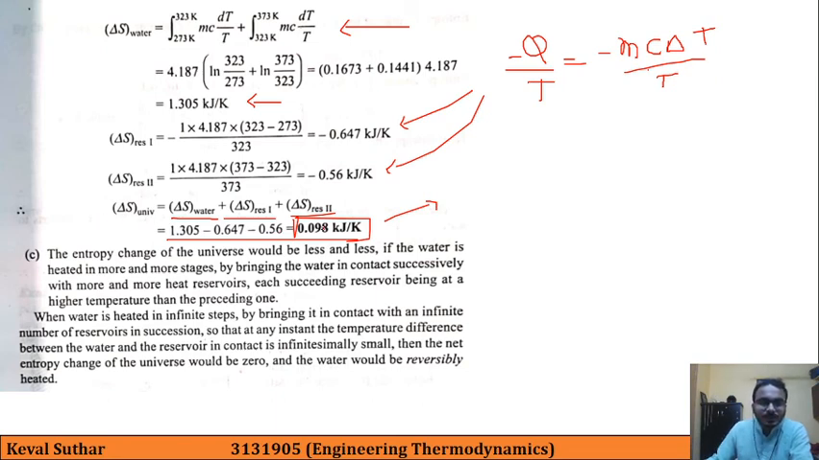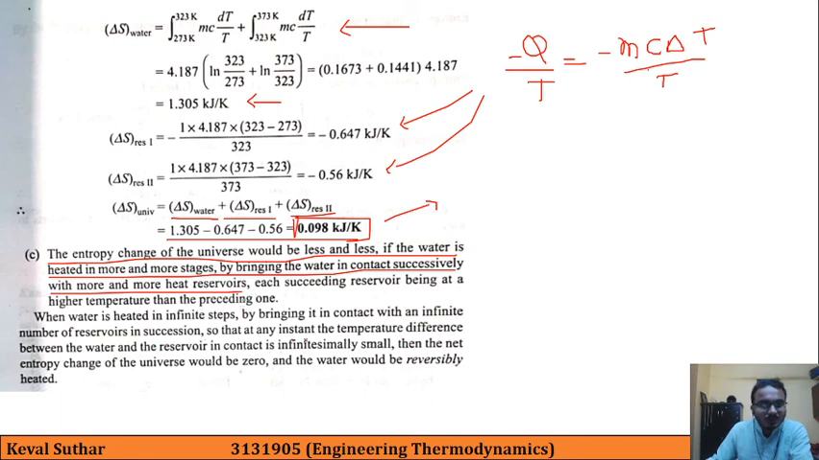So to make it minimum we need to have more stages. And the same thing is written here: the entropy change of the universe will be less and less if the water is heated in more and more stages by bringing the water in contact successively with more and more heat reservoirs.